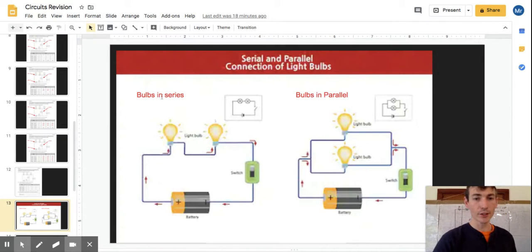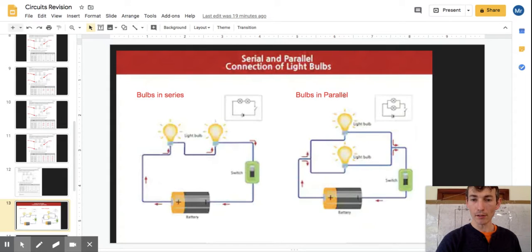If a circuit is in series, okay, we've got this one here. The current from the battery goes from one end of the battery through the wire, and then the current is going to flow through one bulb, and then it must flow through the second bulb, then back around to the other end of the battery. That's when bulbs are in series.